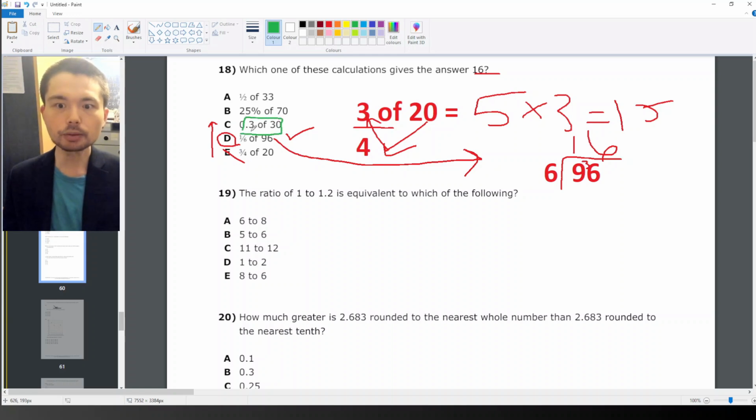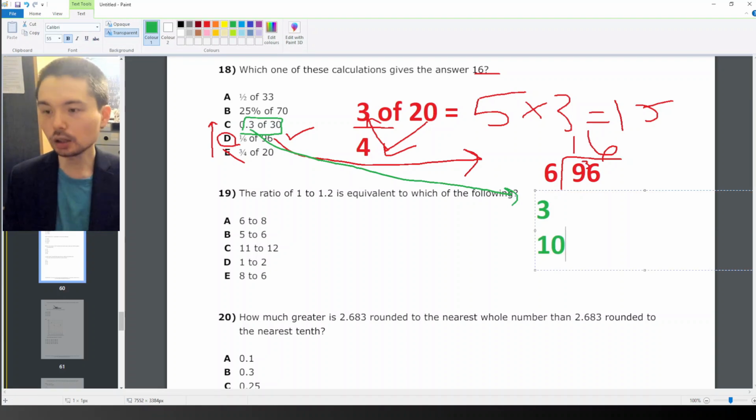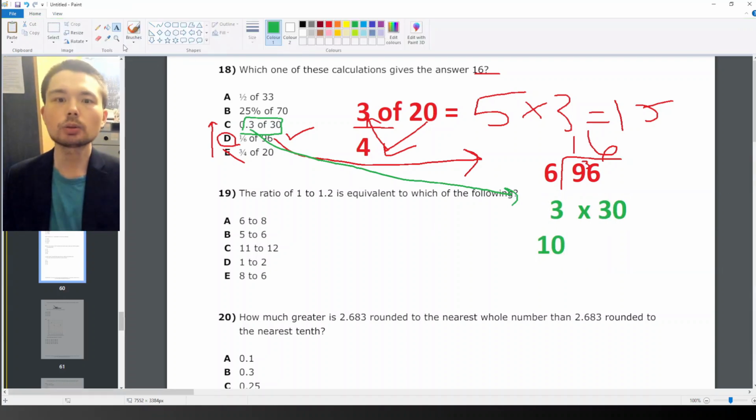0.3 of 30. If we look at this, 0.3 is the same as 3 over 10. And then now you times by 30. Well, this is just like question E. It's in the same style, guys. 30 divided by 10 is 3. Then you take that number, you times by the top, so that will equal 9.